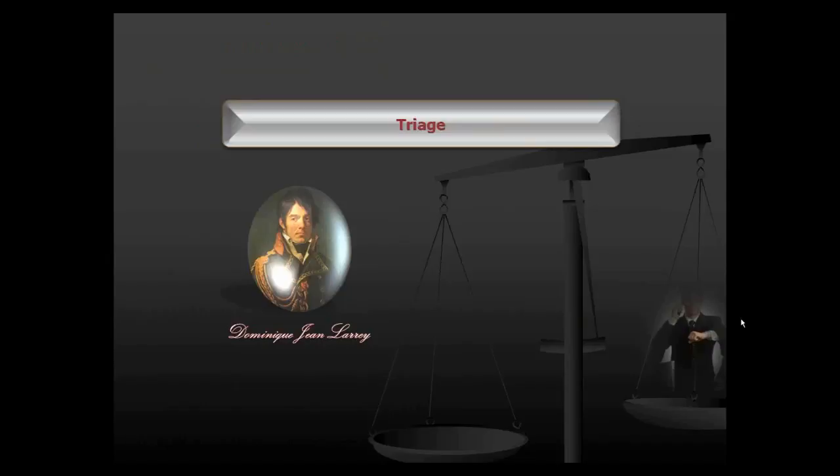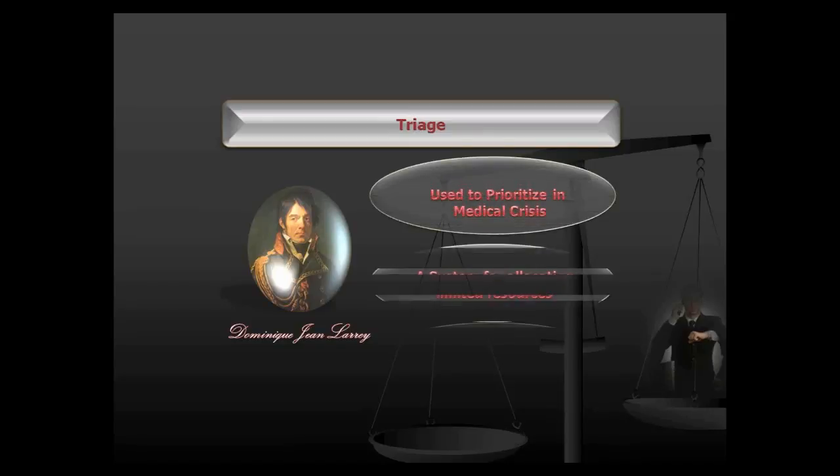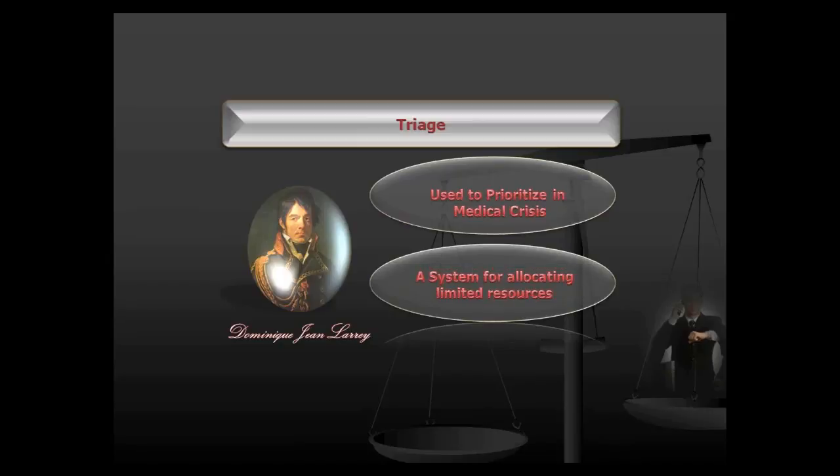Next, we have what's known as triage. Triage is actually a system used for crisis management in medicine, for medical casualties. It was developed by Baron Larrey, a French doctor in the 1800s. He developed the triage system to be able to allocate limited resources on an as-needed basis. So it's used to prioritize in a medical crisis, and it's a system for allocating limited resources.